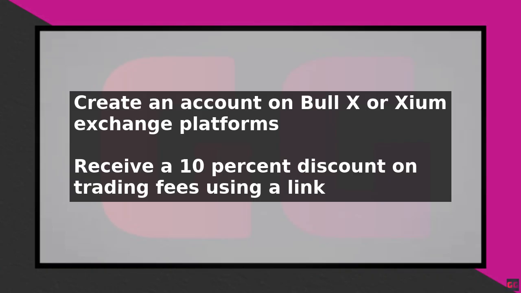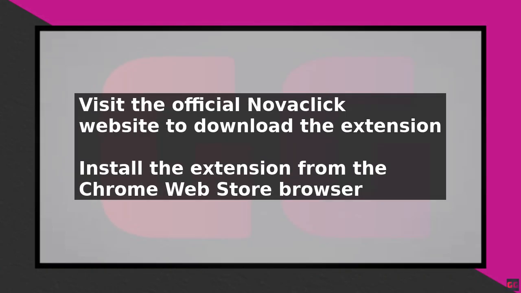To install the NovaClick extension, visit the official website at click.trade on nova.io and click the Download for Chrome option. This will direct you to the Chrome Web Store, where you can add the extension to your browser by clicking the Add to Chrome button and then confirming with the Add Extension option.